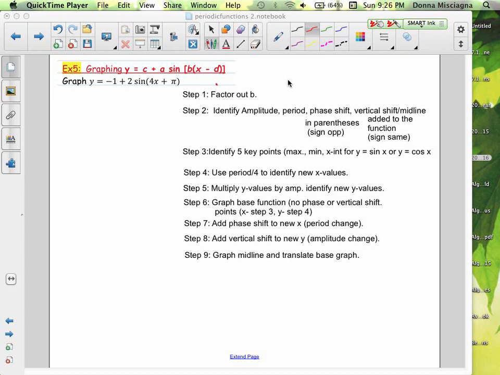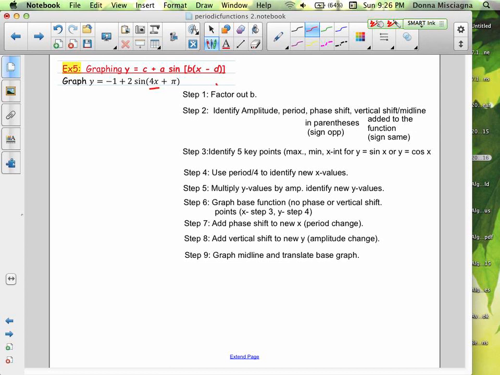So we want to graph y equals -1 plus 2 sine, in parentheses, 4x plus pi. Step 1 is we need to factor out b. b is the coefficient in front of x, and if it's inside the parentheses, we need to factor that out. If we don't factor out b, our phase shift will be incorrect.